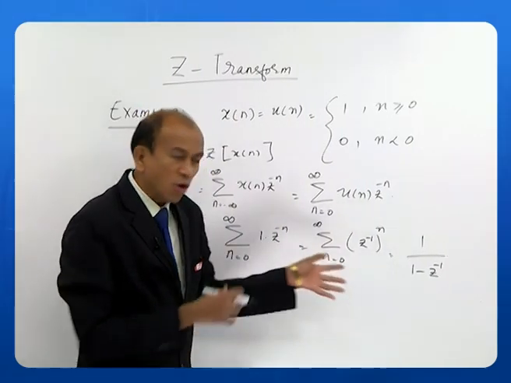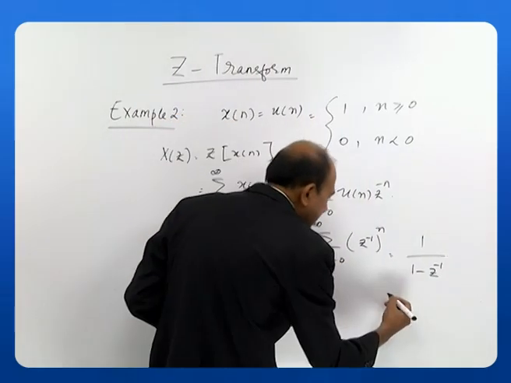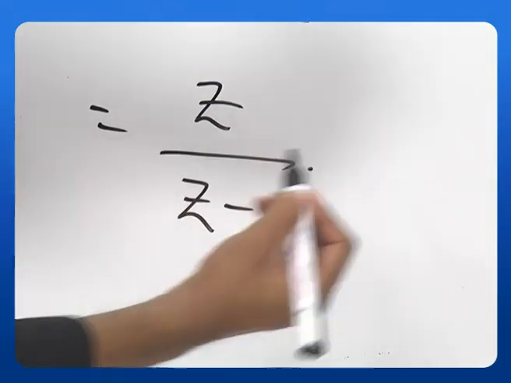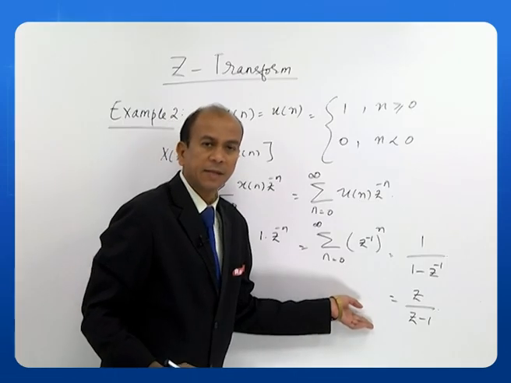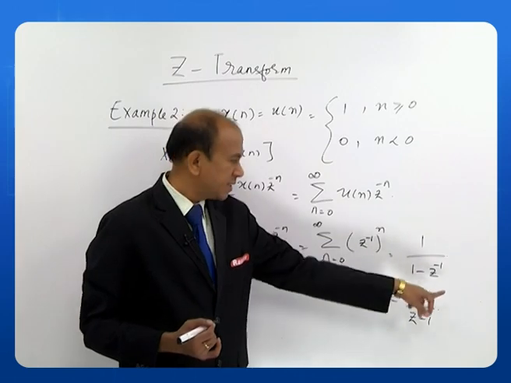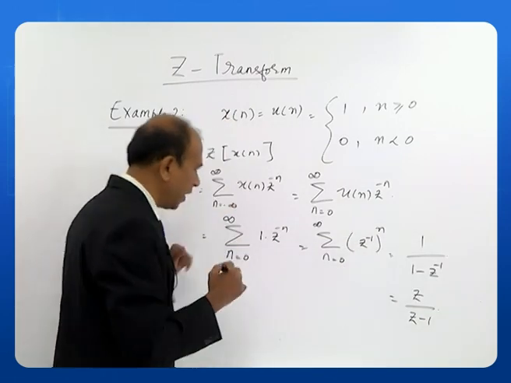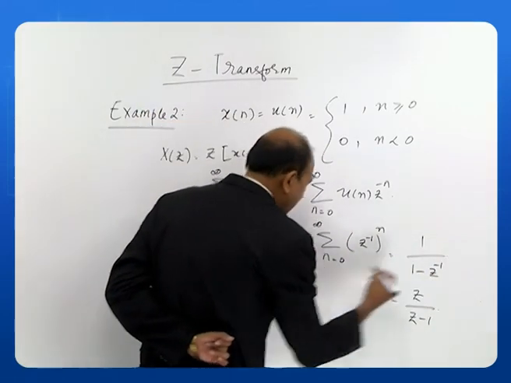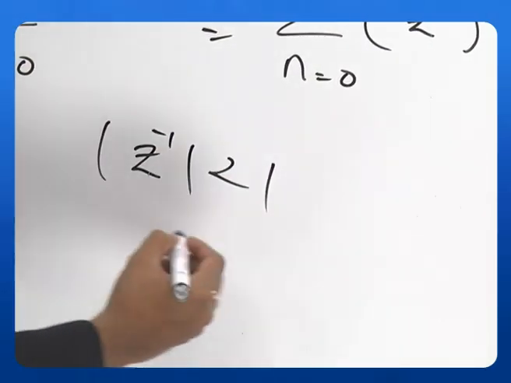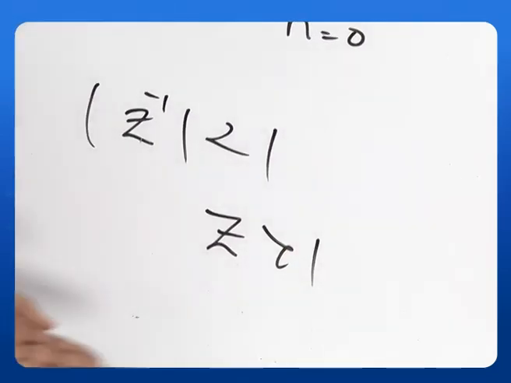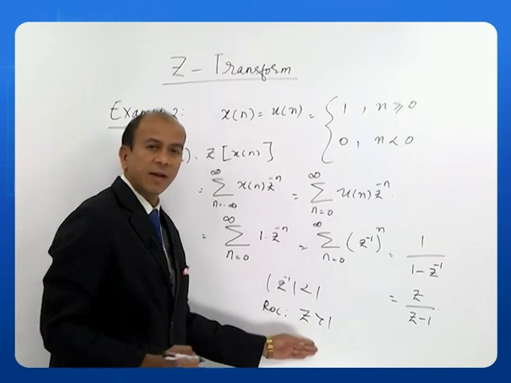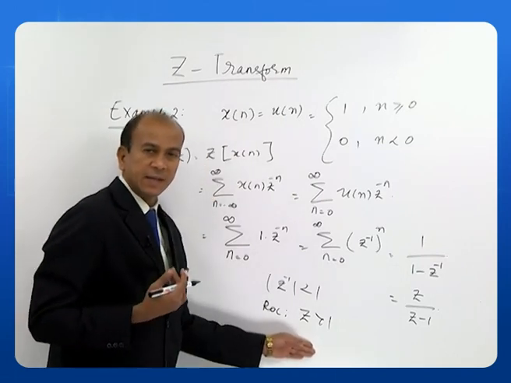I can also write this as, if I take z to the top, z by z minus 1. Now, what is the ROC? If I want to calculate the ROC, this function converges only if the magnitude of z to the power of minus 1 is less than 1, that is, the magnitude of z is greater than 1. So, the ROC is the region of the plane where the magnitude of z is greater than 1.